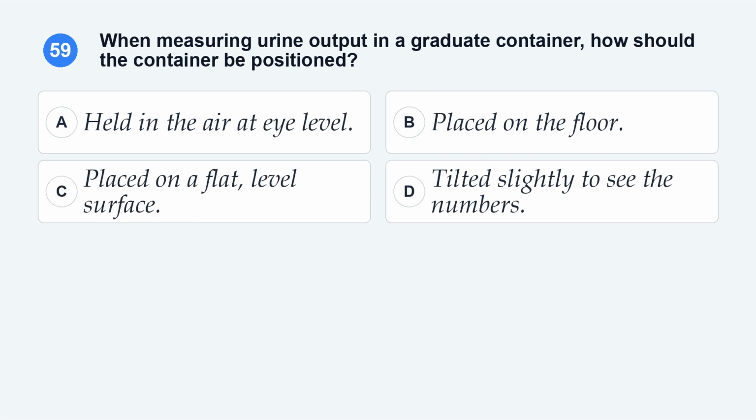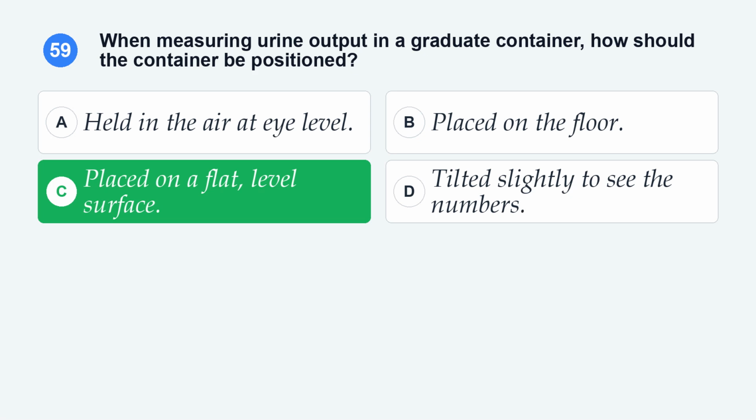Question 59. When measuring urine output in a graduate container, how should the container be positioned? Option A, held in the air at eye level. Option B, placed on the floor. Option C, placed on a flat, level surface. Option D, tilted slightly to see the numbers.